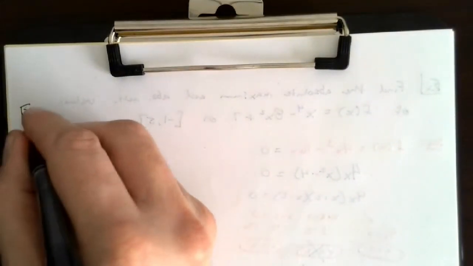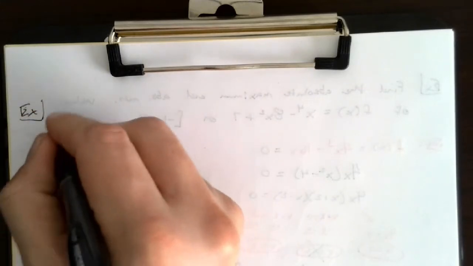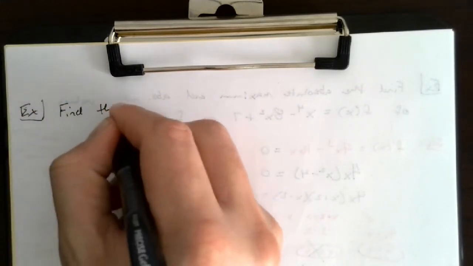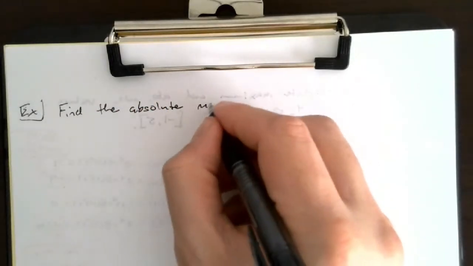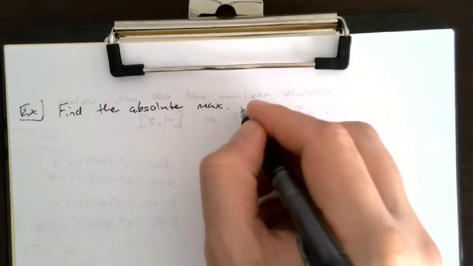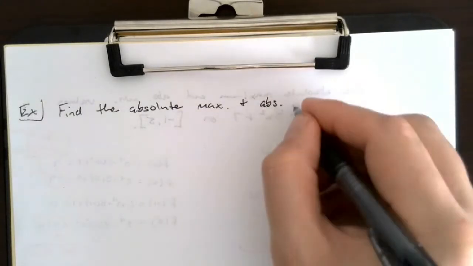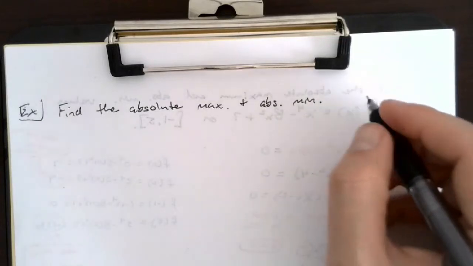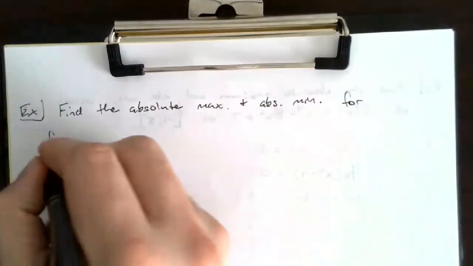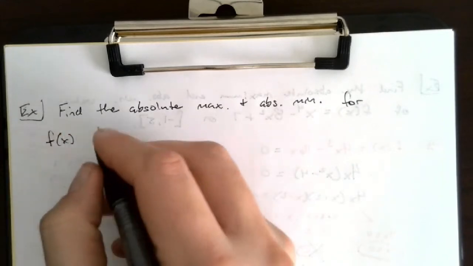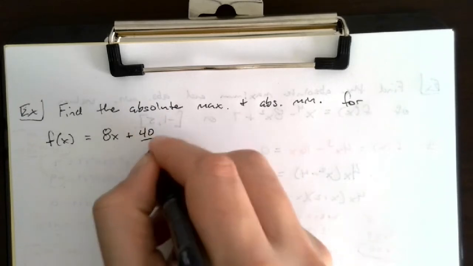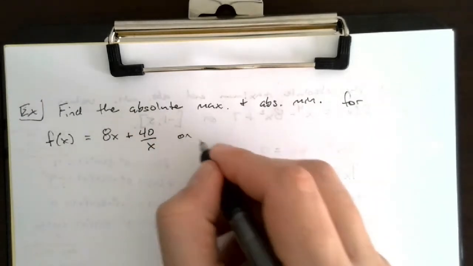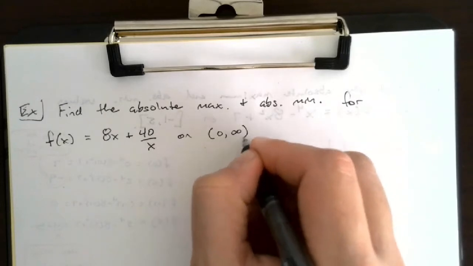We'll do an example here. If I say find the absolute max and absolute min for f of x equals 8x plus 40 over x on the interval from 0 to infinity.